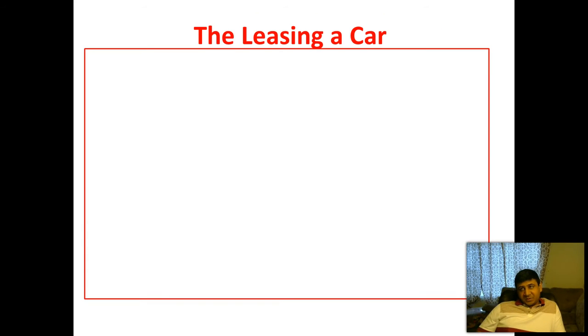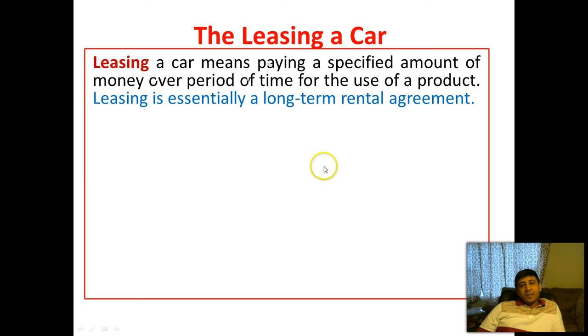Let's look at a second option. Suppose you cannot afford to buy a car altogether. What is the option? Then the obvious option is leasing. Leasing a car means you pay a specified amount of money over a period of time for the use of a product, in this case a car. So leasing is basically a long-term rental agreement. Instead of renting a car for a day, 2 days or a week, you rent it for months.